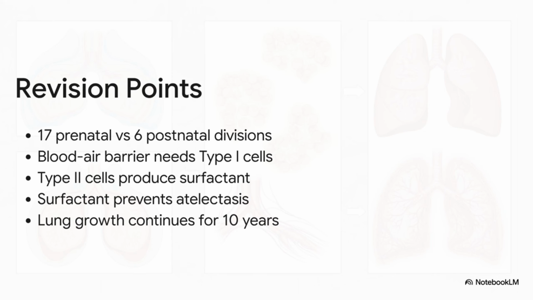Number 3, type 2 cells are entirely separate. They're the ones producing the surfactant, starting late in the 6th month. Number 4, the mechanics of birth. Fetal fluid is rapidly resorbed by capillaries, leaving behind that crucial surfactant to prevent atelectasis. And number 5, lung development does not stop at birth. The formation of new primitive alveoli keeps going strong for 10 full years.